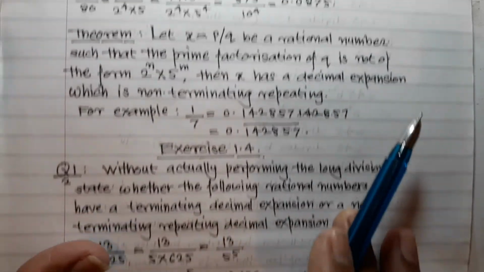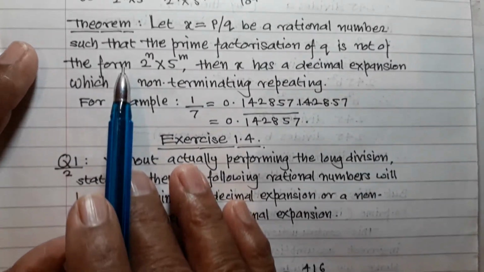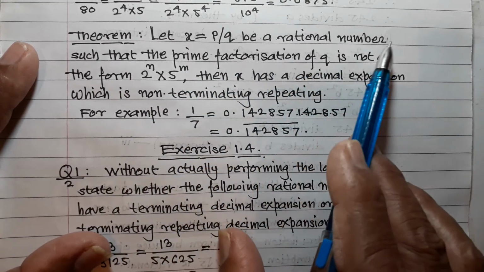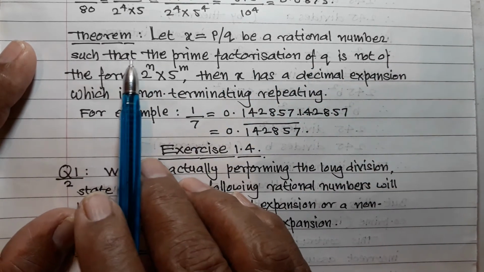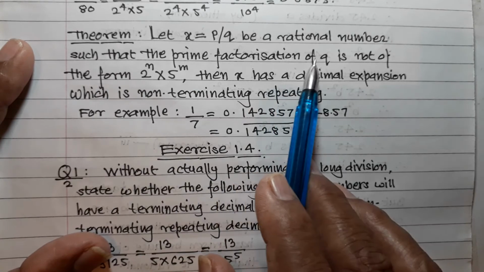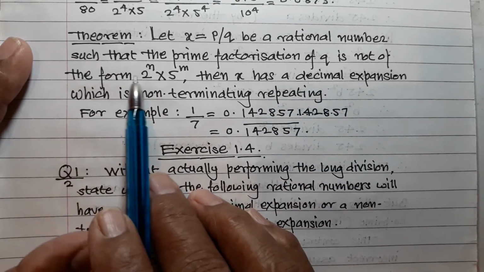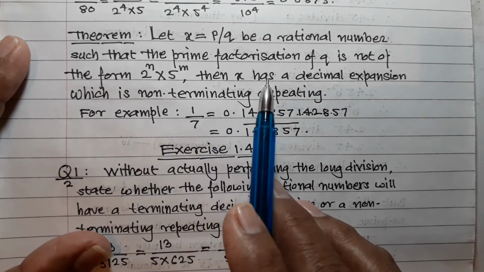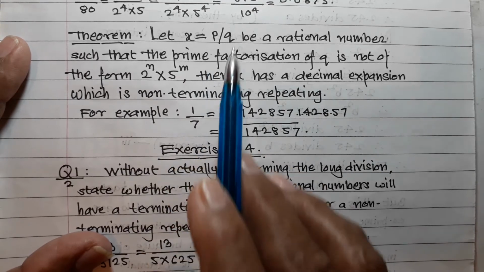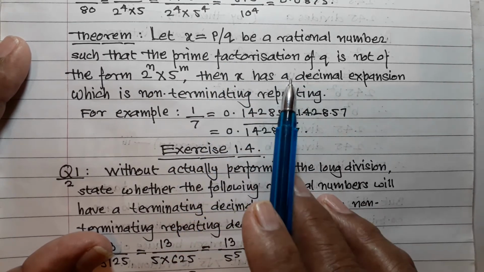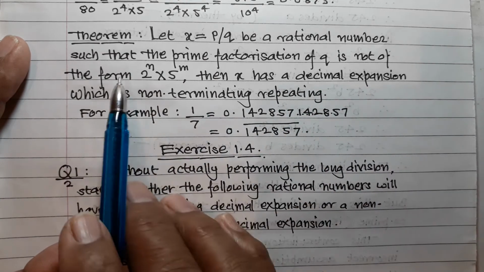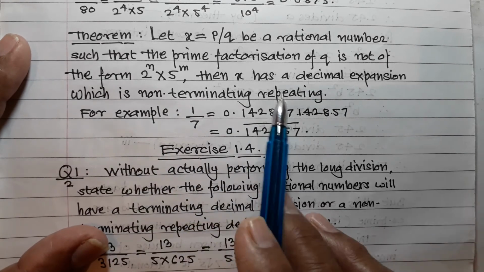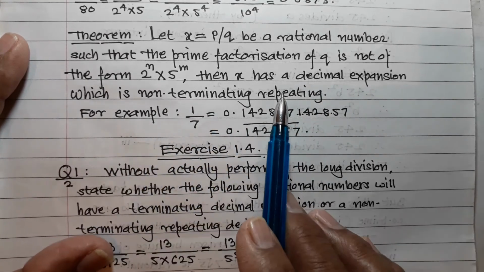Okay, theorem number 2. Let x equal p upon q be a rational number such that the prime factorization of q is not of the form 2 raised to n into 5 raised to m, then x, that means this p upon q, that is the rational number, has a decimal expansion which is non-terminating but repeating. So you can get a group there.